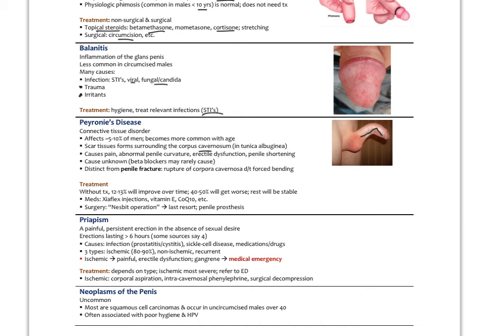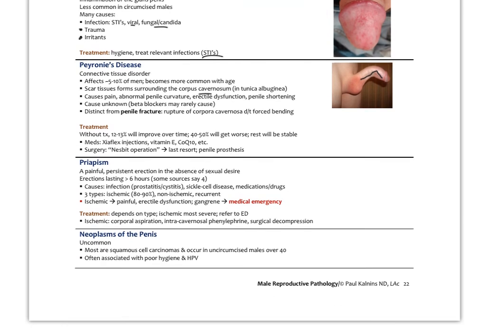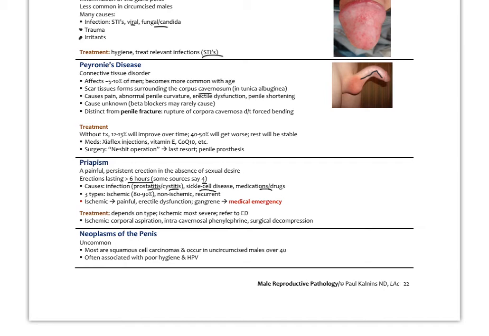So that's Peyronie's disease. Priapism is a painful, persistent erection in the absence of sexual desire. And the erections last more than 6 hours. Some sources say 4, but usually by 6 hours we need to send the patient to the ED. There can be several causes: infection, prostatitis or cystitis, sickle cell crisis, and then different medications and drugs can cause it. For example, the PDE5 inhibitors for erectile dysfunction. You get an erection that goes way beyond 4 hours. There are 3 types. Ischemic is the most common. It's also the most critical. There's non-ischemic and recurrent.